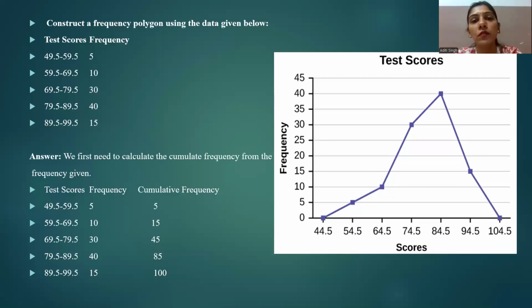You have to mark the class interval for each class on the horizontal x-axis, and then plot the frequency on the vertical axis. So there are two axes, the x-axis and the y-axis. One is horizontal, one is vertical. We have to calculate the class marks for each class interval.